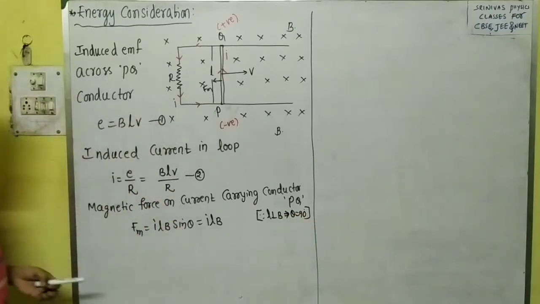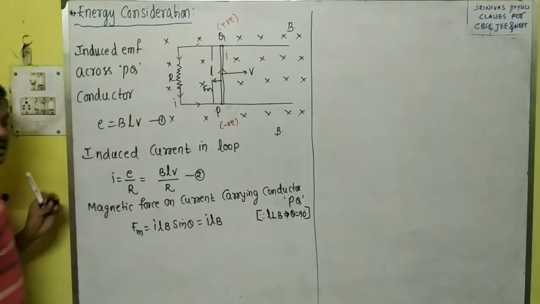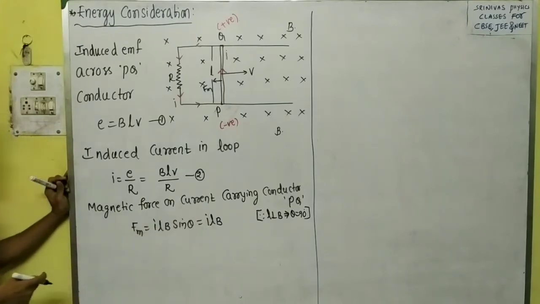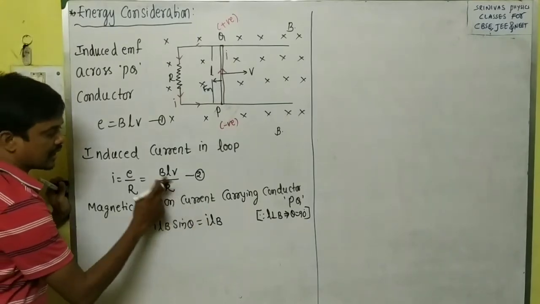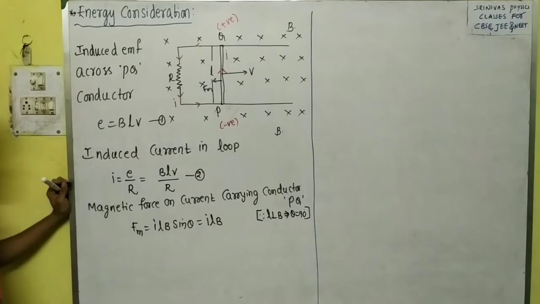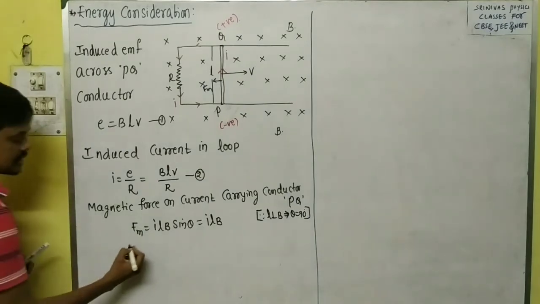From this, the force we got here, the magnetic force, we got as ILV. In this, if you want, you can write the I formula as BLV by R also, right? If you write, then what will you get? The magnetic force. Okay, now let us see.